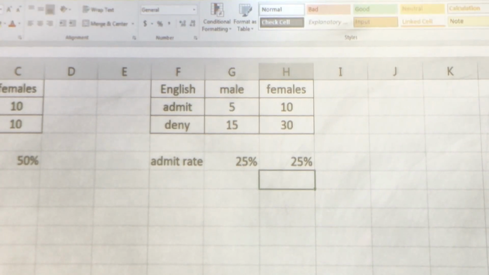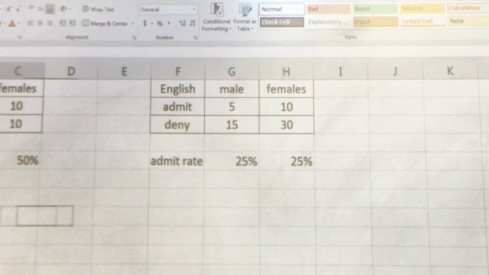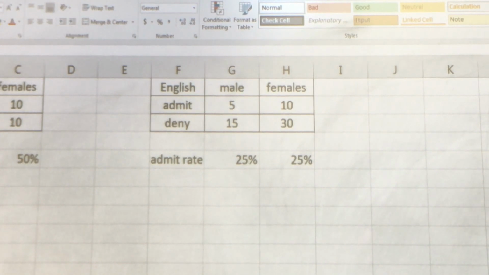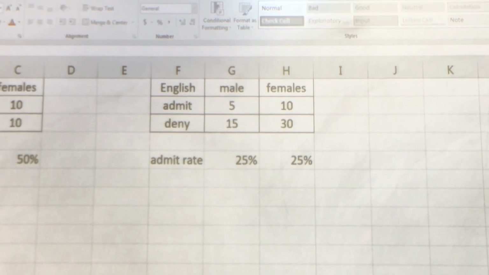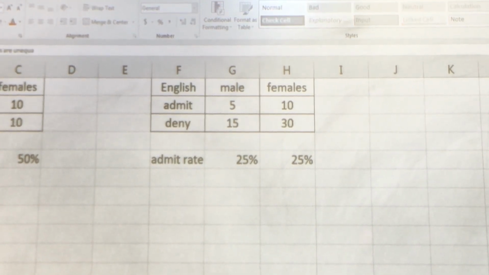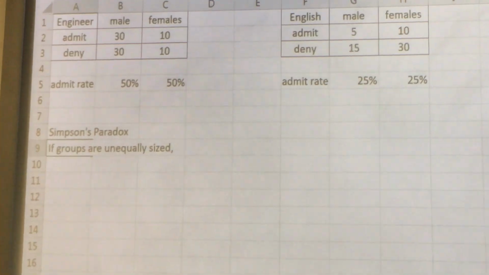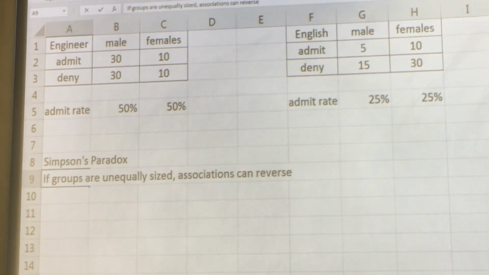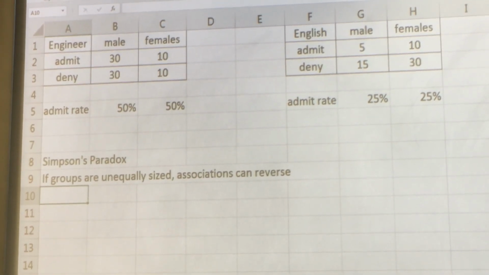25%. Neither department was discriminating. Okay? So this is an example of what we call Simpson's paradox. Which says that not only was there no discrimination going on, but if groups are unequally sized, associations can actually reverse. Now in our case, they were exactly the same. There was no discrimination going on.